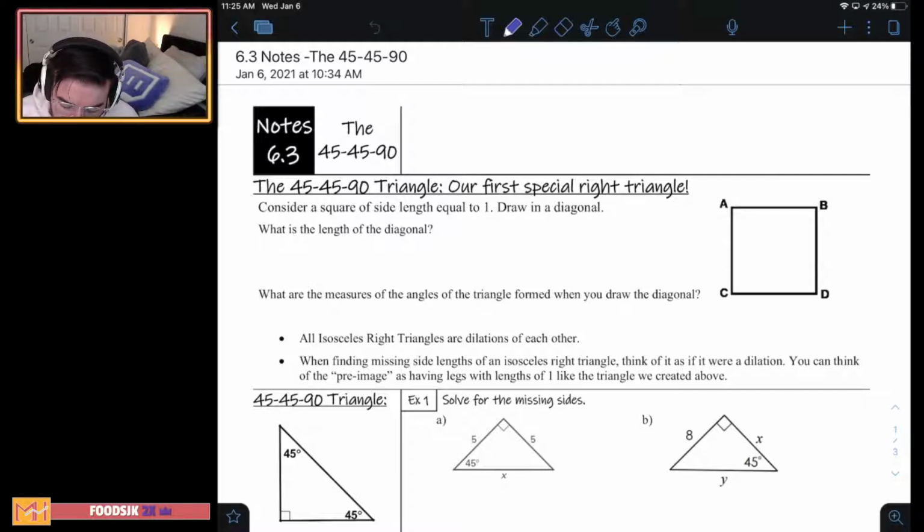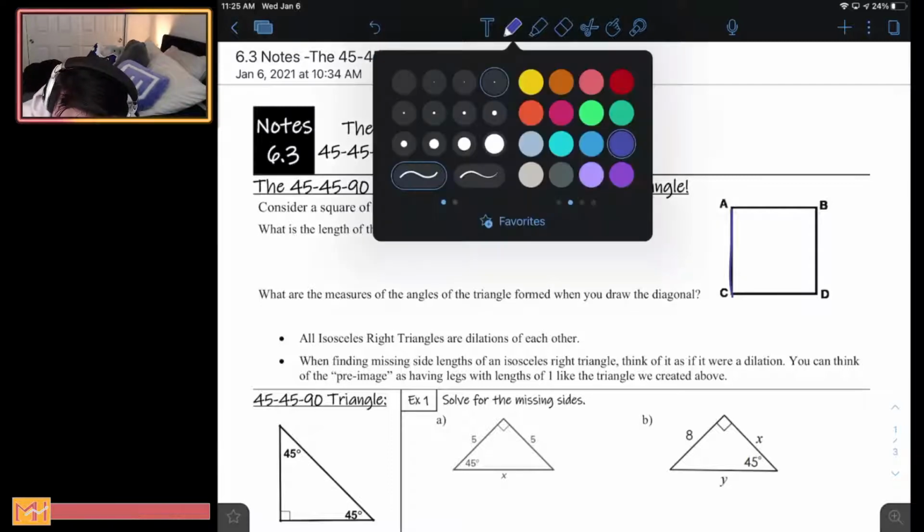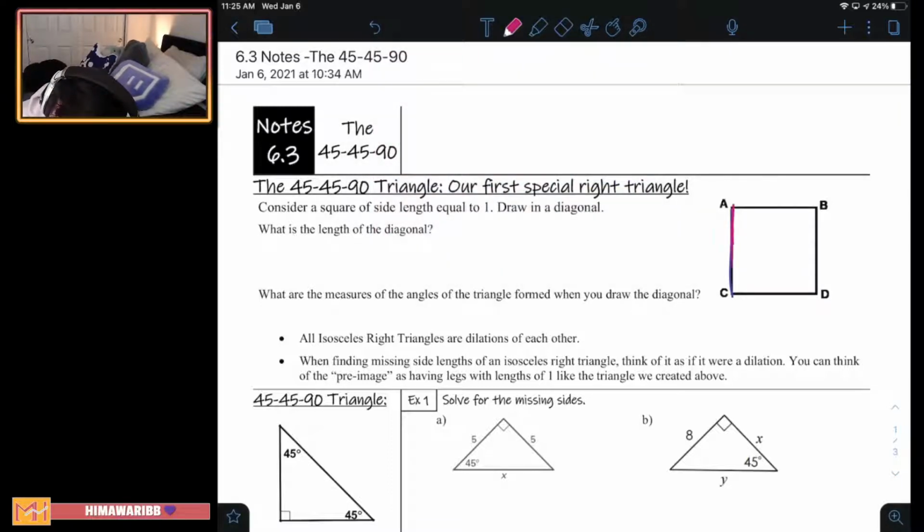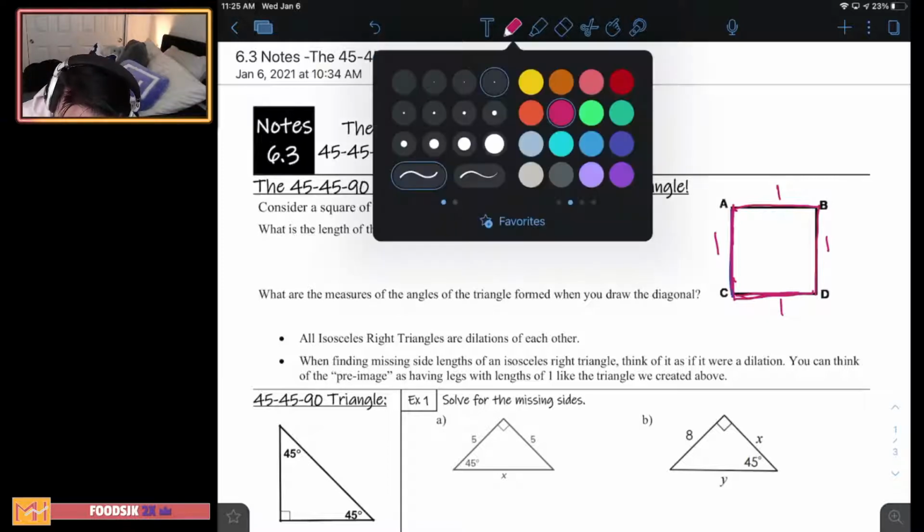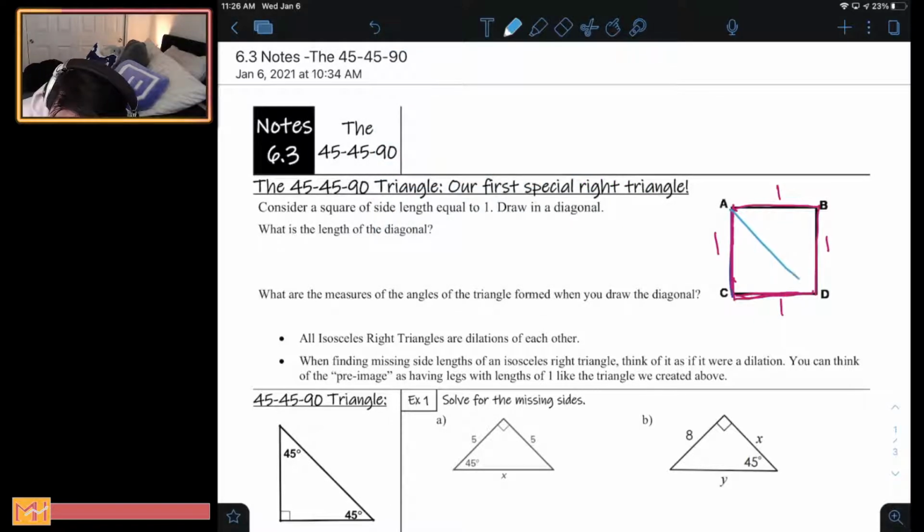So, consider a square of side length equal to 1. All right, so here's this side, and let me do a color that stands out a bit more. Here's this side, right? And here's this side, right? They're all 1, 1, 1, right? Side lengths of 1. And we're drawing in a diagonal. What is the length of that diagonal? Let's do L for length.